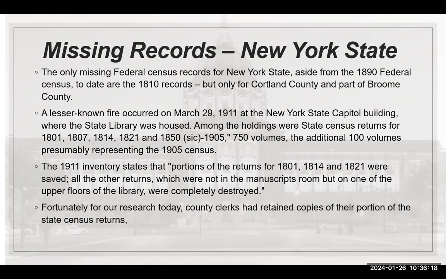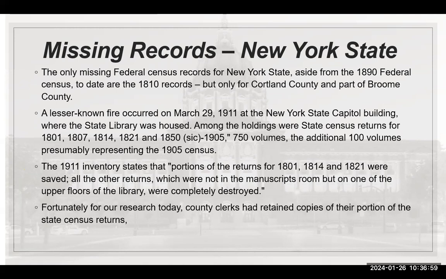A lesser-known fire occurred on March 29, 1911, at the New York State Capitol building, where the state library was housed. Among the holdings were state census returns for 1801, 1807, 1814, 1821, and 1850 to 1905. The date next to the 1850 is, the book supposes, actually meant to be 1855. But there were 750 volumes and the additional 100 volumes presumably representing the 1905 census.